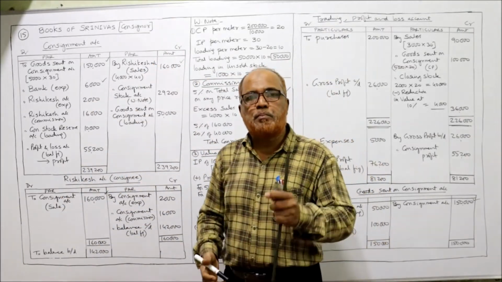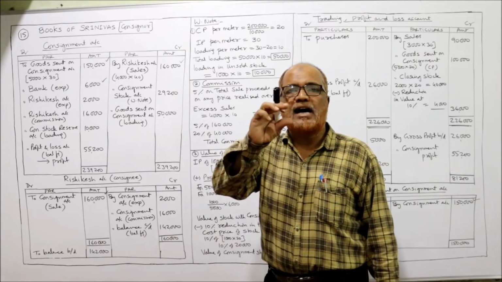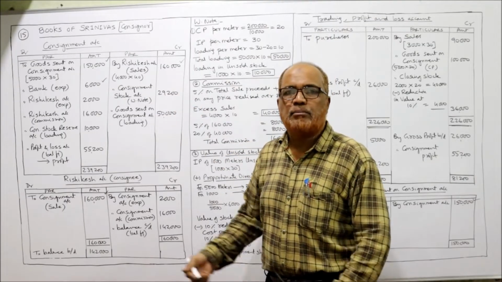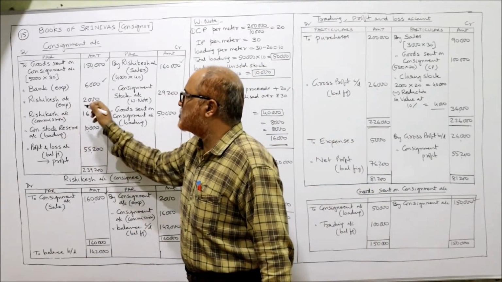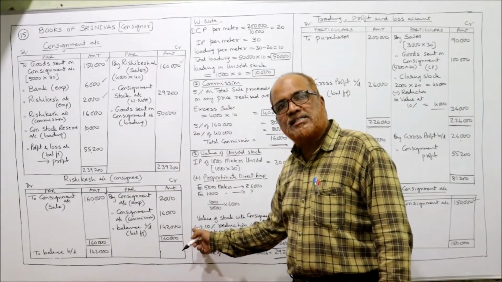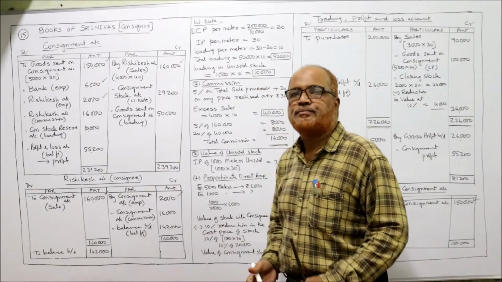Now expenses paid by consignee Rishikesh. Entry will be consignment account debit to Rishikesh account. So consignment account debit side to Rishikesh, expenses 2,000. And Rishikesh account credited by consignment, expenses 2,000.